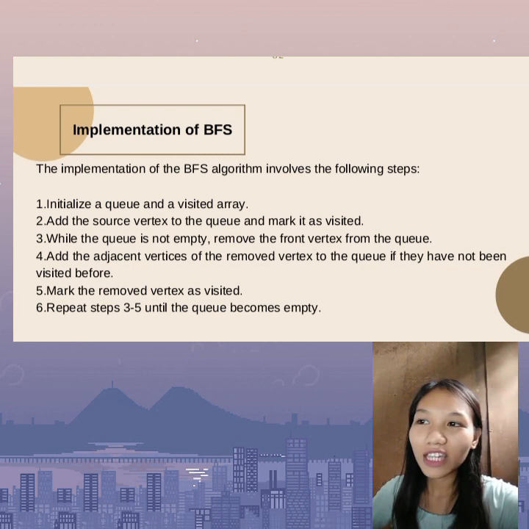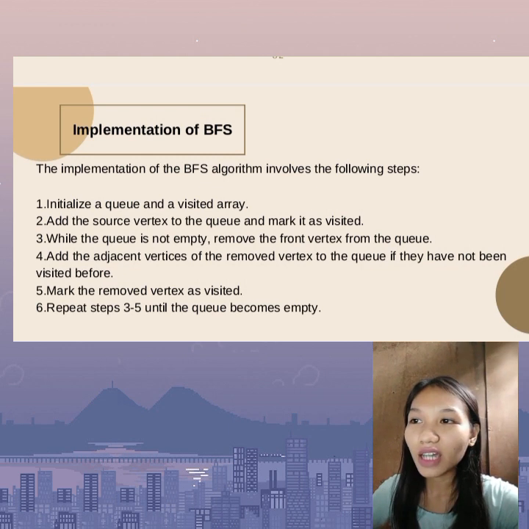So these are the steps in implementing the BFS algorithm. First, initialize a queue and a visited array. Second, add the source vertex to the queue and mark it as visited. Third, while the queue is not empty, remove the front vertex from the queue.